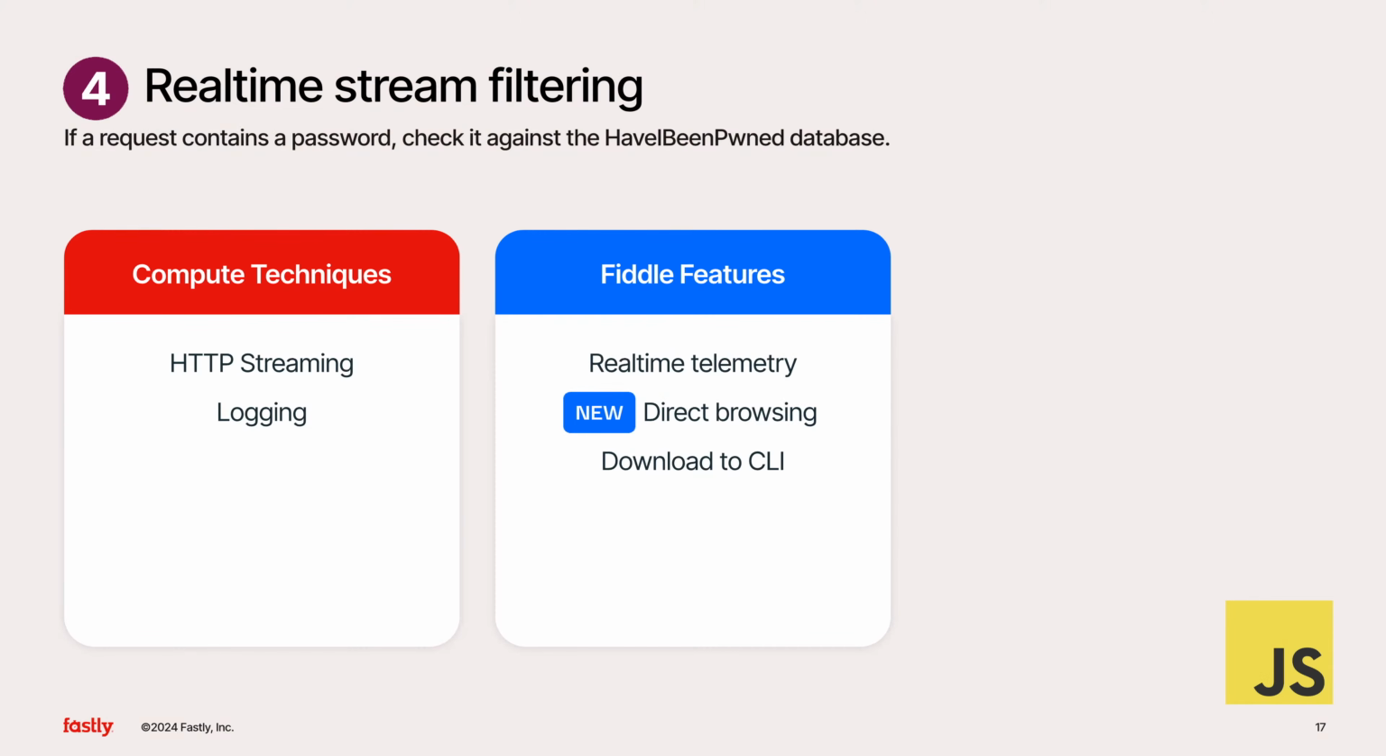And we've got logging on here, but actually Kailan just demonstrated logging in the previous example. Fiddle features: real-time telemetry, we haven't seen anything that happens in real time yet, or at least updates in real time, so we will see that reflected in the Fiddle UI. And also a very little known Fiddle feature, which is the ability to directly browse a Fiddle as if it's a public website.